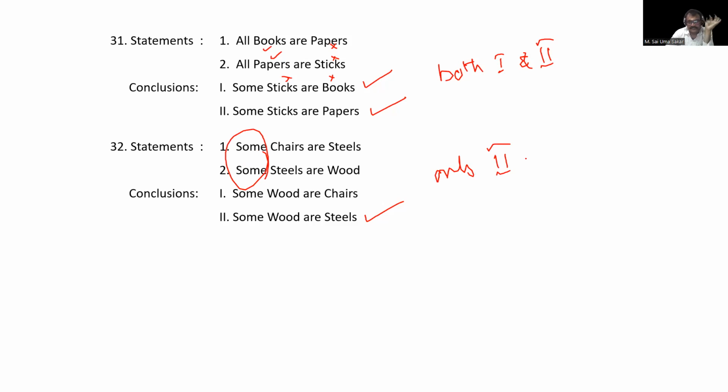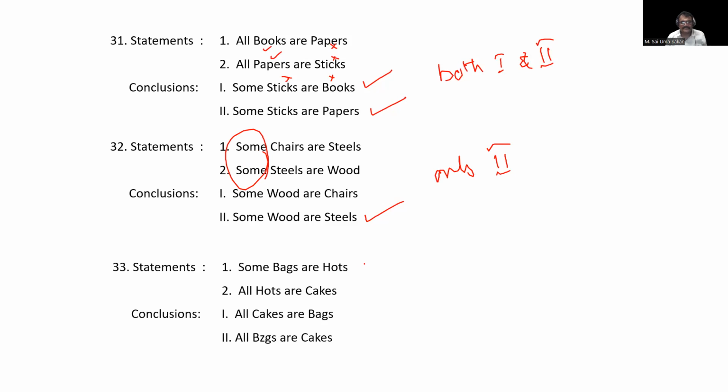Answer is only 2. Now 33. Some bags are hearts. No. All hearts are cakes. No. One statement is particular, so the conclusion must be particular. No. Complementary pair is also not satisfied. So what is the answer? None follows. That's it.